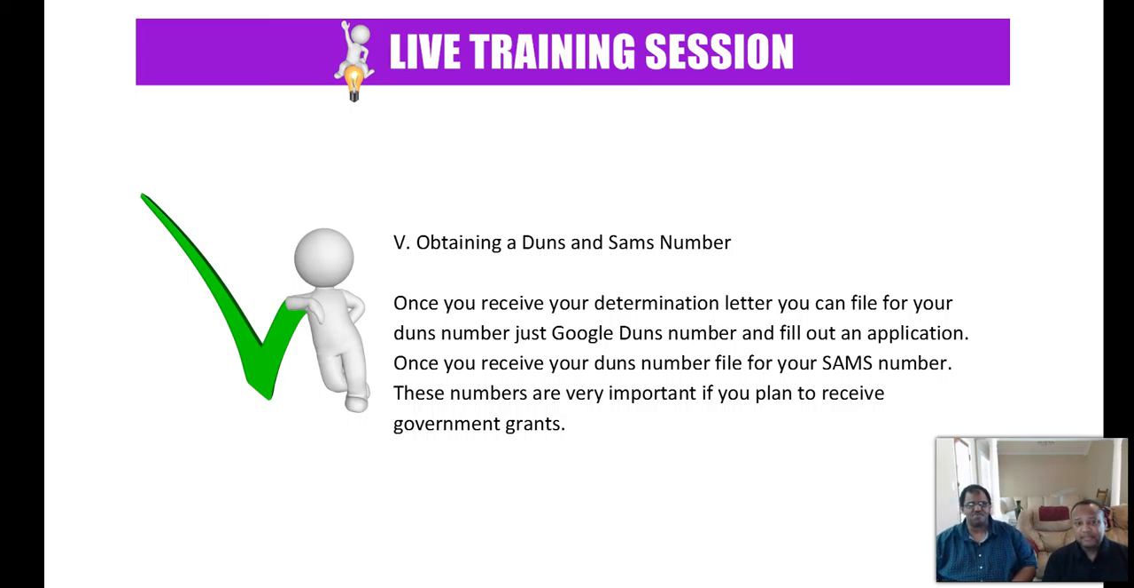The next thing you want to do, once you get your 501(c)(3) determination letter, is Google DUNS number, look up the DUNS, and get a DUNS number, and then you look for a SAM number. These are essential if you plan to receive government grants. They're pretty easy to do. Sometimes they take a while to come back to you, but you fill out an application, and the application is pretty simple. Then when you get the numbers back, one is your DUNS number, one is your SAM number.